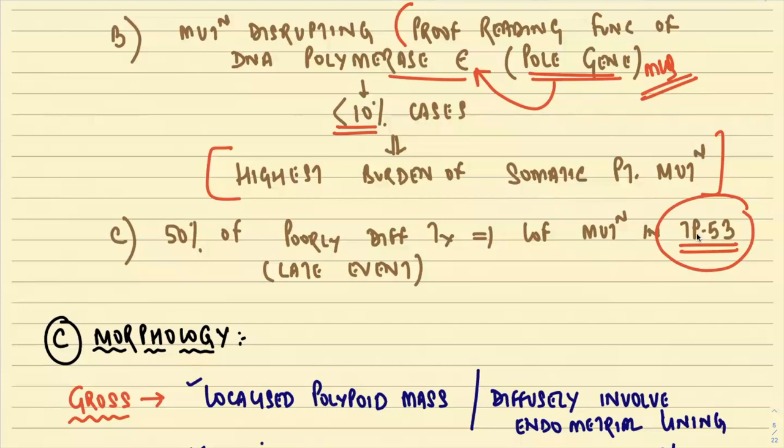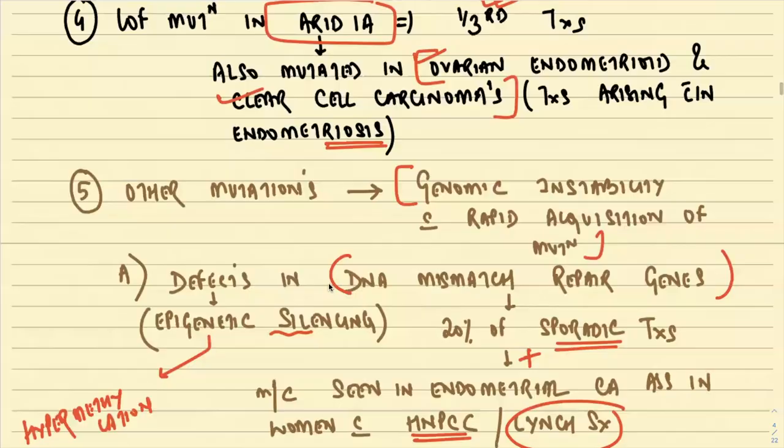And always remember, the TP53 mutation in case of type 1 endometrial carcinoma occurs as a late event. It occurs very late in the process. Is this point very clear to everyone? All the different types of mutations which are present.